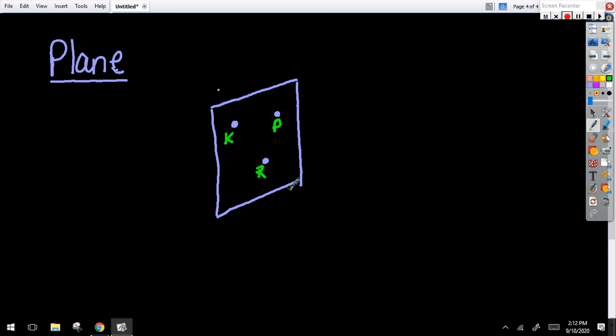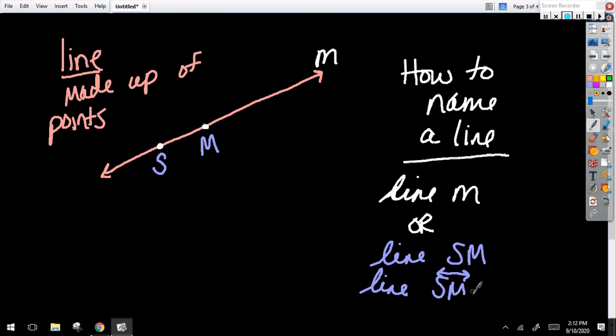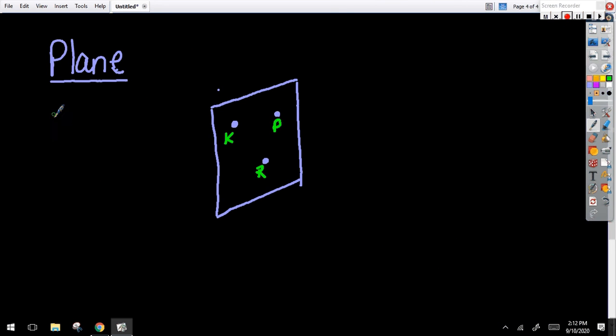So essentially, you really need 3 points to define a plane. Just like on the line, we needed exactly 2 points to define that line, right? We named it with 2 points. On a plane, we need 3 points to define that plane, because on any one plane, there are at least 3 points that are not on the same line. So every plane has at least 3 points that don't lie on the same line.